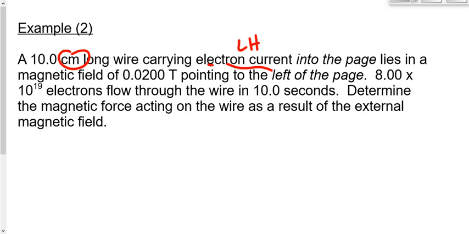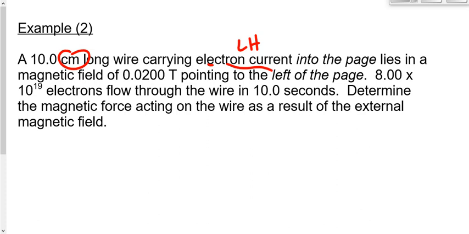Not very often, but every once in a while you do. If they say positive or conventional current, that's okay. Just use your right-hand rule. Even if you don't like it because it's really negatives that are flowing, that's okay. Just play the game and use your right hand for it. This isn't conventional current, though. This is electron current. It's directed into the page. There's a magnetic field pointing towards the left of the page.